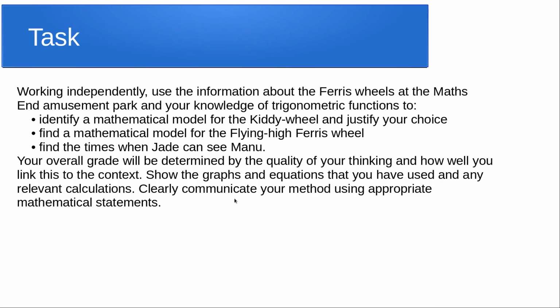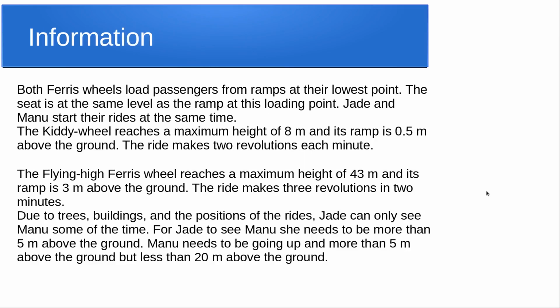Okay, so here we've got the task, working independently. Of course, we want to identify the mathematical model for the Kiddy-wheel. Now, I'm not going to actually have it where I identify it as it does in the task. We're actually going to find that model ourselves. We're also going to find the model for the Flying High Ferris wheel, and then we're going to use that information to find out when Jade can see Manu. And then we've got our general piece of information here about how well we communicate our ideas is going to determine our grade.